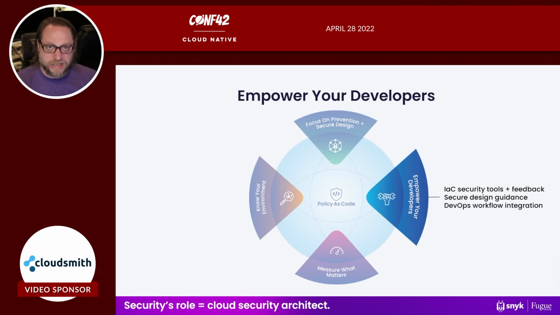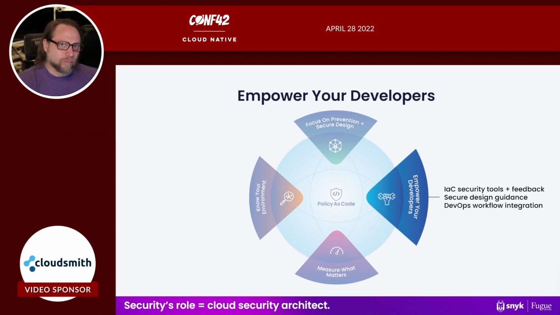Right, so IAC security tools, which give feedback in the code editor, through the CI/CD pipeline. You need to provide the knowledge, the guidance as to what's secure, what's insecure, but not in emails and not in written form. You need to do it as policy as code, so when your developers are building a system, their tooling is telling them when they're making errors. And of course, complete integration to the DevOps workflow.